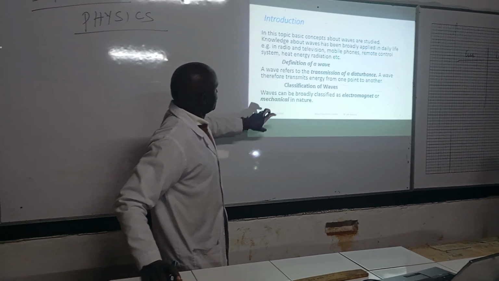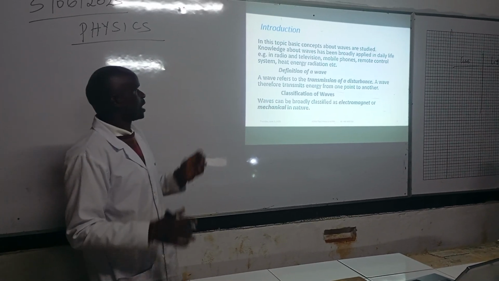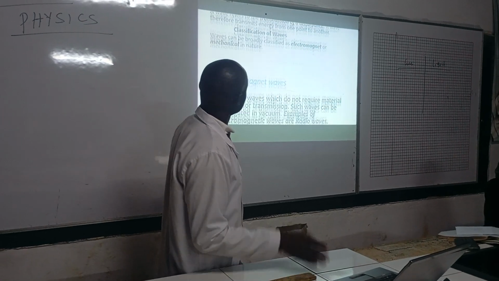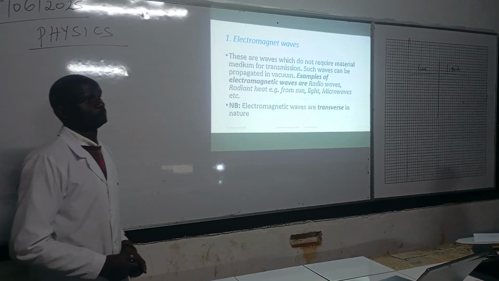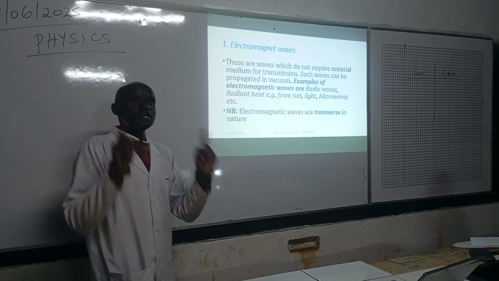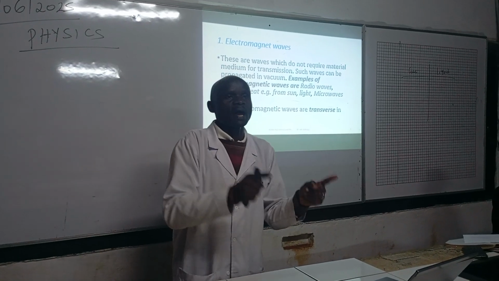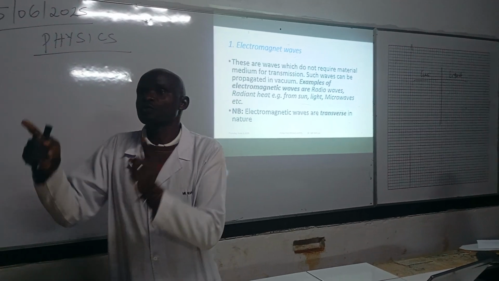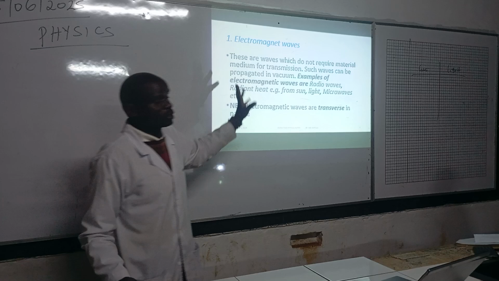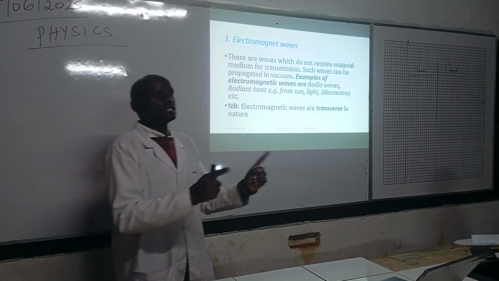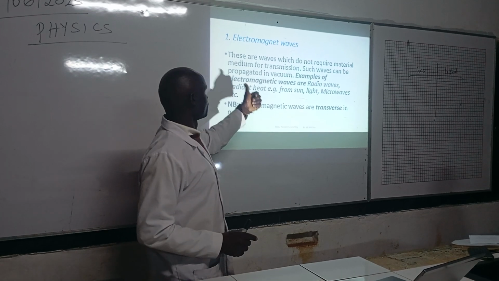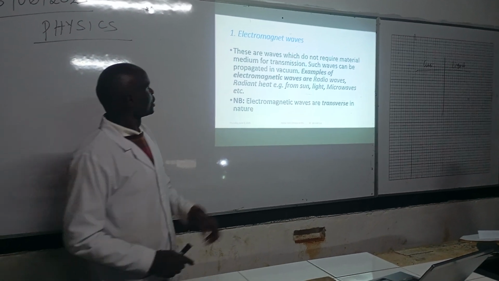Waves can be broadly classified as either electromagnetic or mechanical in nature. And today we'll be looking at electromagnetic waves. Electromagnetic waves are waves that do not require a material medium for transmission. It means that they can be propagated in a vacuum. These are waves that can move in a vacuum.